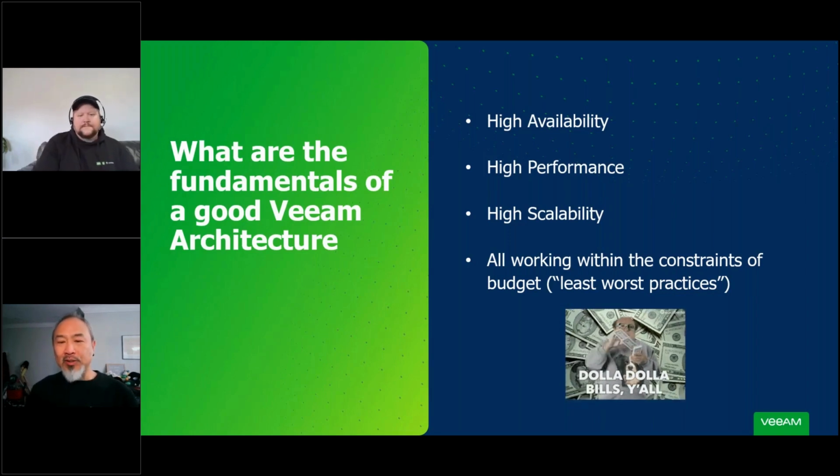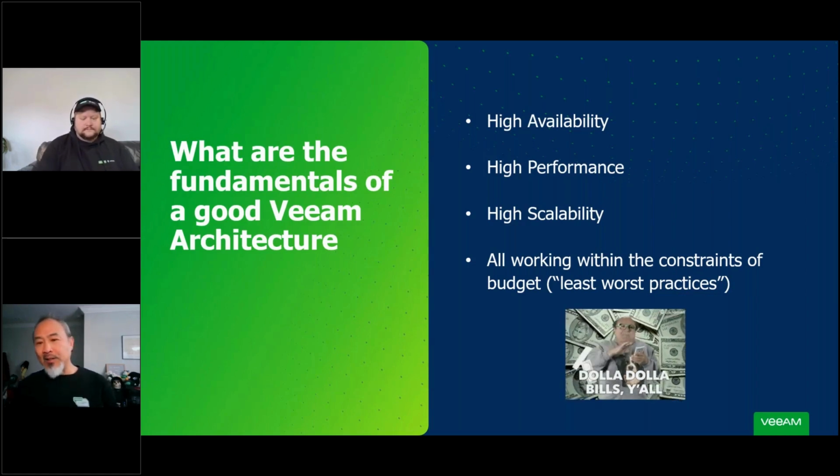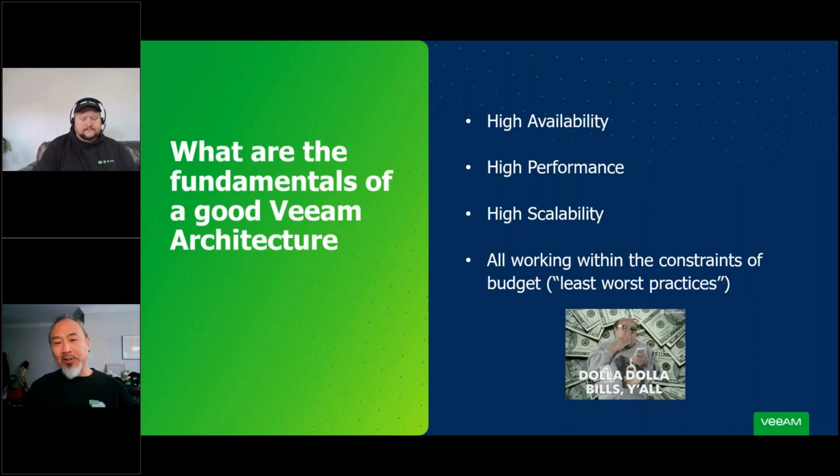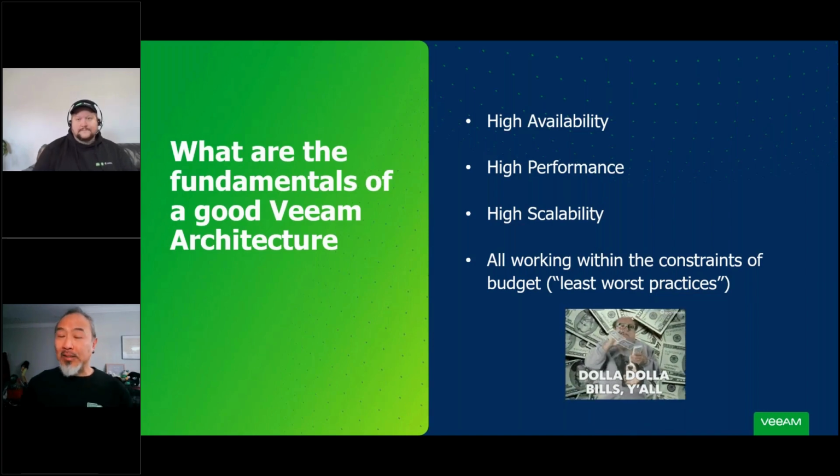Secondly, we need to design for high performance. This is understanding where your possible bottlenecks are, understanding the limitations of your design, whether they be in disk performance, for example, or network speed, and basically going through and designing the best performance you can get for the requirements that you've been given. The third part is designing for high scalability.